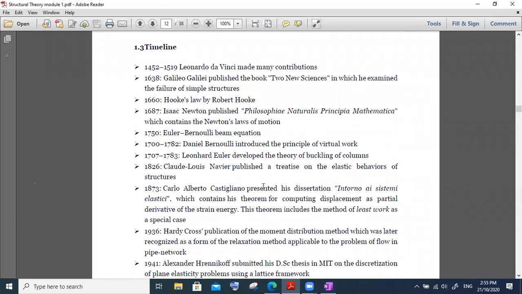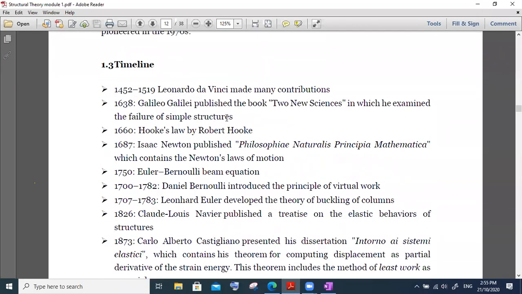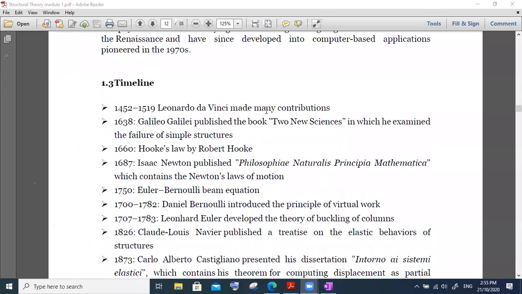Okay, so for the timeline, these are the names we should remember. From 1452 to 1519, Leonardo da Vinci made many contributions. Who knows Leonardo da Vinci? Anyone? Famous painter, sir. Yes. We know Leonardo da Vinci as a painter, but Leonardo da Vinci was also an engineer, and he made many contributions to structural engineering.